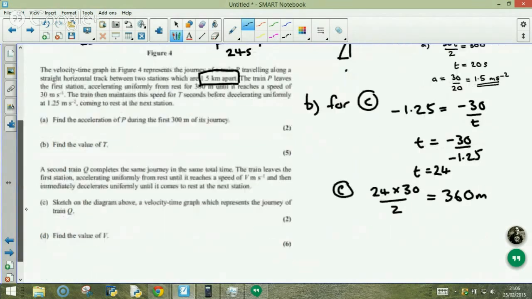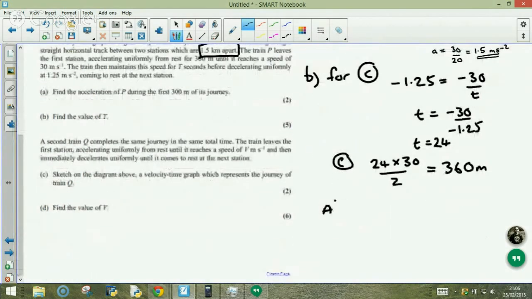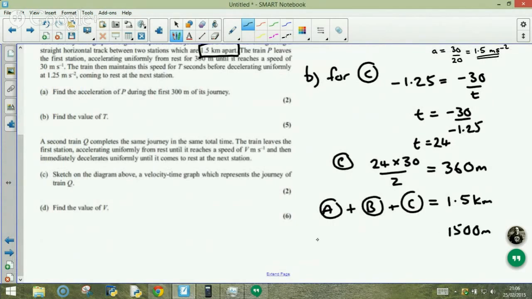So altogether, A plus B plus C, the three sections, should all come to 1.5 kilometers or 1,500 meters. We already know that A is 300. We know that we're looking for B, and C is 360. So you've got 660, which should leave us with 840. So that's our distance for B.